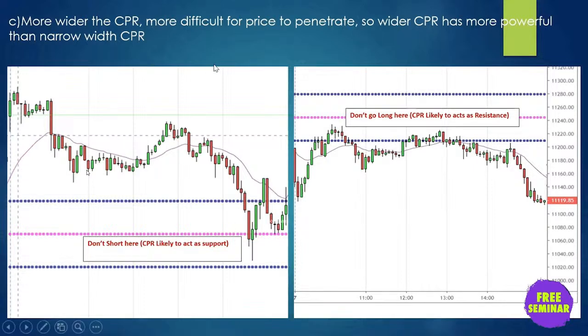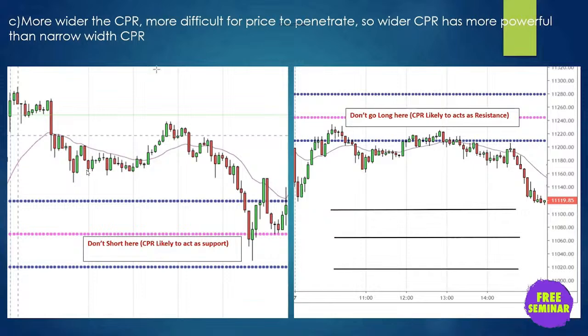Now many people ask me how to know a wide CPR, meaning how many points. Is there any number of points, so that I can say 100 points in Bank Nifty, 35 points in Nifty, or 33 points in Nifty, 95 points in Bank Nifty? Exactly, can I say how many points mean it is wide or narrow in Nifty or Bank Nifty? Let me tell you, there is nothing like that. I can't tell you exactly how many points mean narrow or wide.